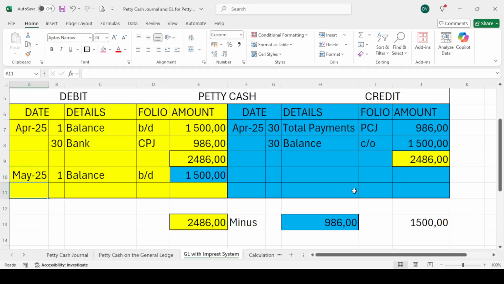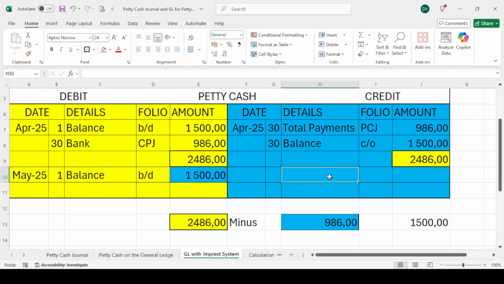Did you restore the Imprest? Yes, you did, because your original balance on the 1st of April was 1,500 Rand. You've done your general ledger, you've done the calculations, and at the end, your balance for the new month has to be 1,500 Rand as well. And you have done that. It means that you have now restored the Imprest.